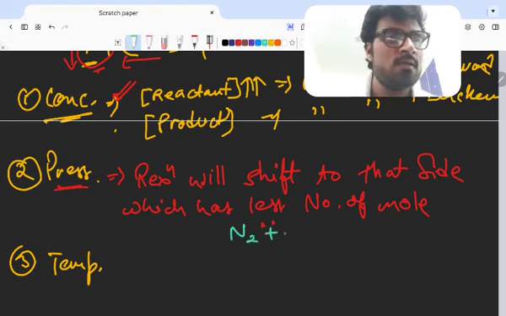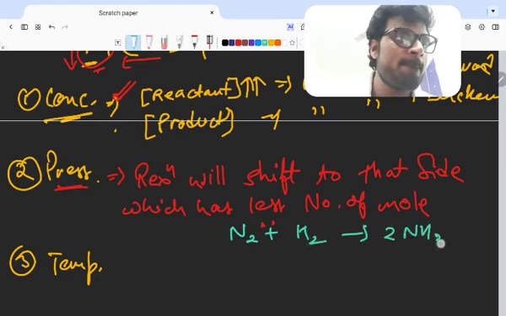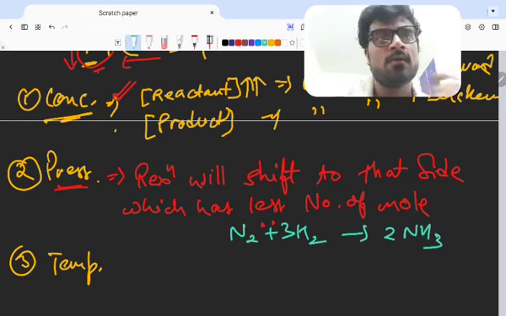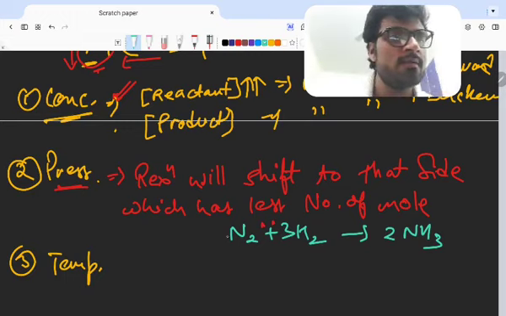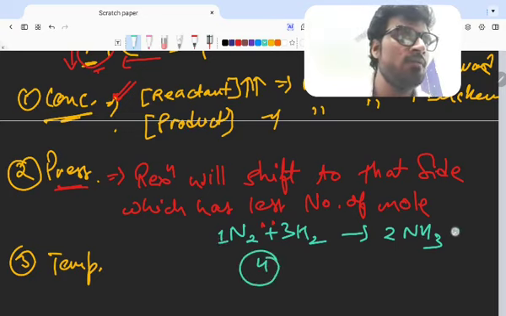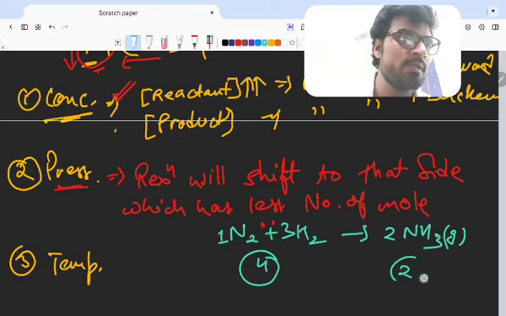Okay, for example, this is Haber's process. Nitrogen plus hydrogen gives ammonia. Okay, what will happen if I increase the pressure? Can you calculate the moles in the reactants? 1 mole of nitrogen and 3 moles of hydrogen. It means 3 plus 1, 4 moles of gases are here, and here ammonia is only 2 moles.